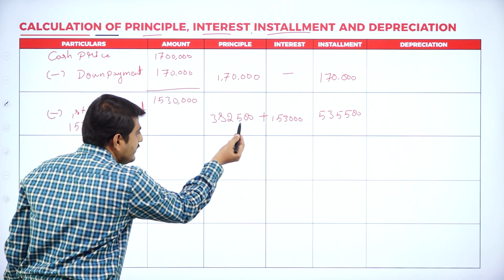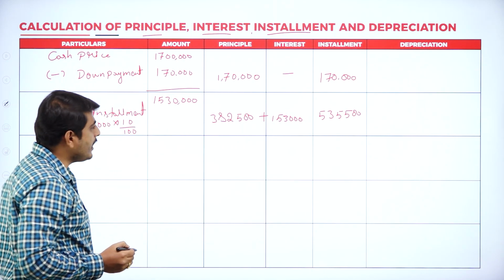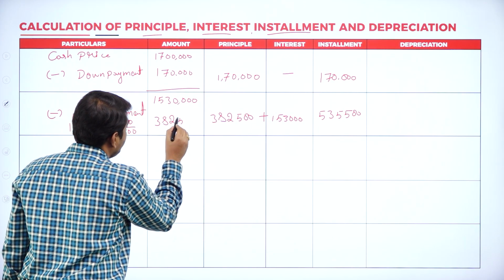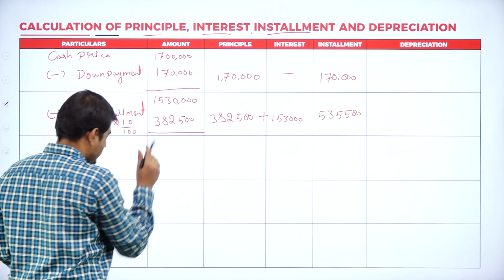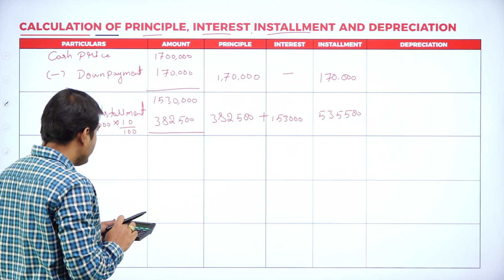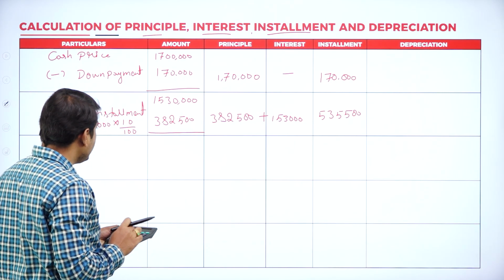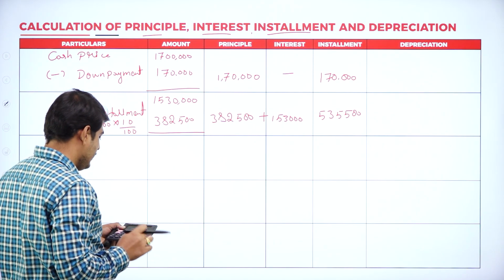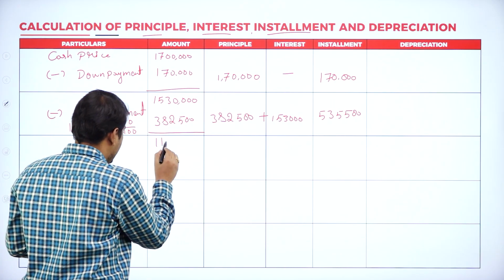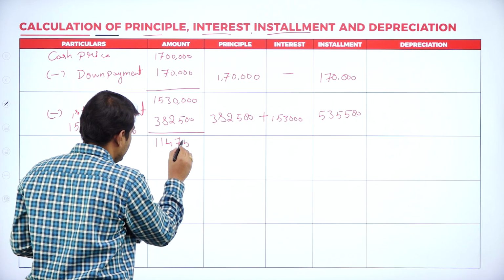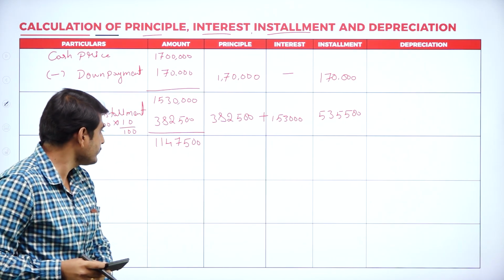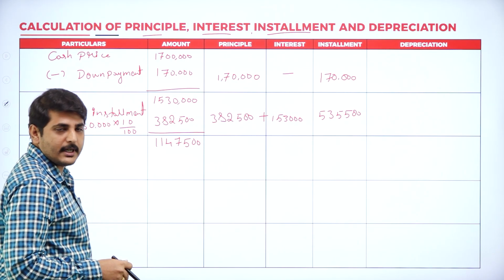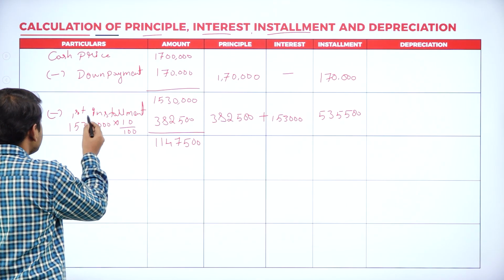Now deduct this principal from the total principal amount. 3,82,500. So if you deduct this, how much will you get? 15,30,000 minus 3,82,500. So you will get 11,47,500. This is the remaining balance. Let's go to the second year. This is the first installment.